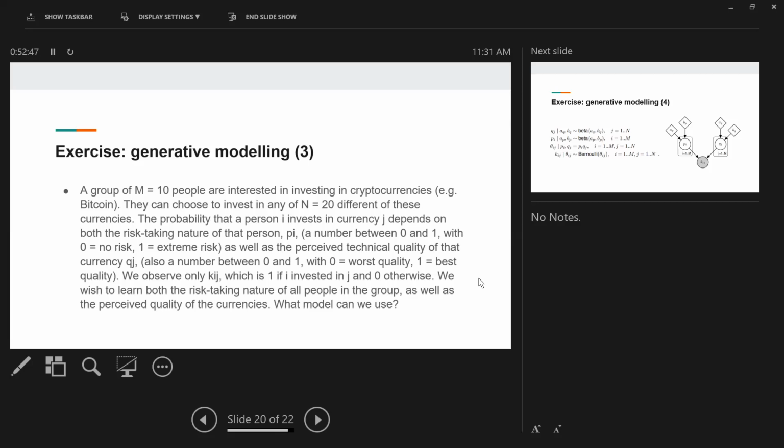We observe only Kij, which is 1 if I invested in J and 0 otherwise. We wish to learn both the risk-taking nature of all people in the group as well as the perceived quality of the currencies. Now what model can we use? That's your question. It's similar to the exercise we had in the second large assignment with the questions for students.